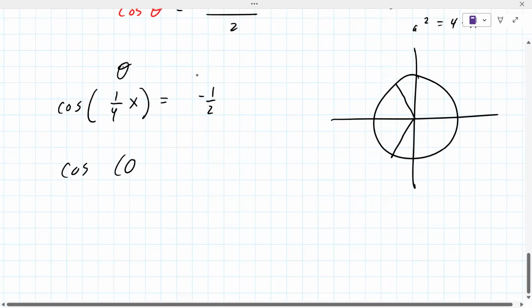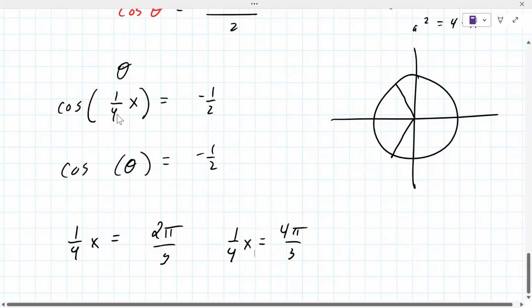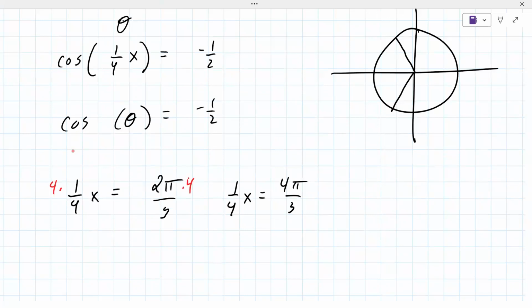Think of this as really two pi over three and 4 pi over 3. Okay, so 2 pi over 3 and 4 pi over 3. But in your problem, it's 1/4 x equals that and 1/4 x equals that, because your inside function isn't theta, it's something else. So in this case, you multiply by 4 on both sides, and you get x equals 8 pi over 3 and x equals 16 pi over 3.